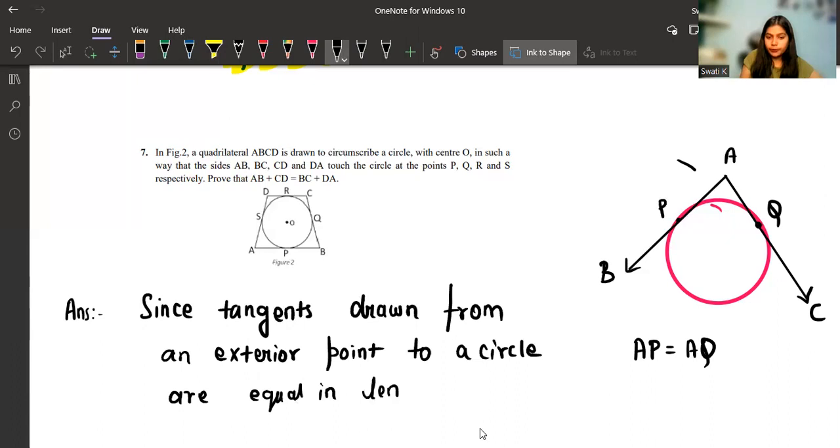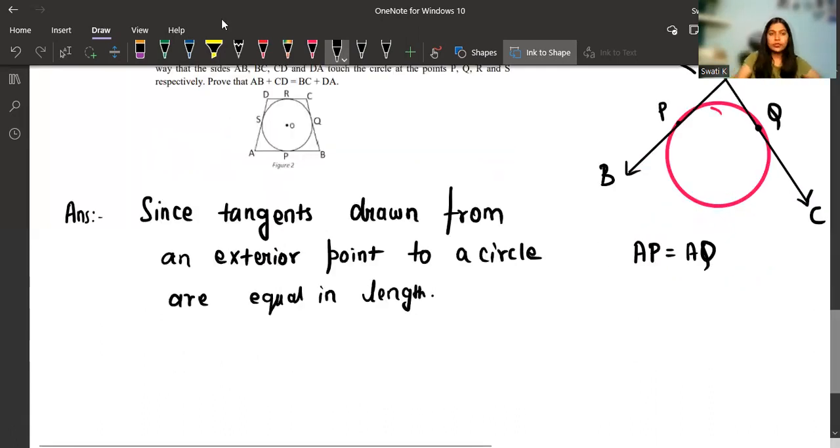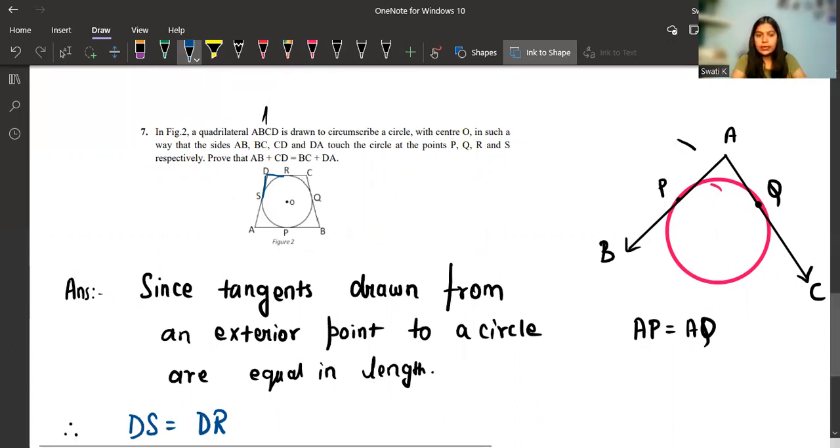therefore, we can see here so many tangents. So can we not just write down DS equals DR? DS equals DR. Now, again, we can see other tangents as well. So the next we can write down as CR equals CQ.